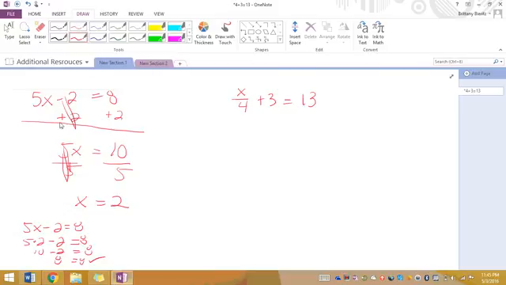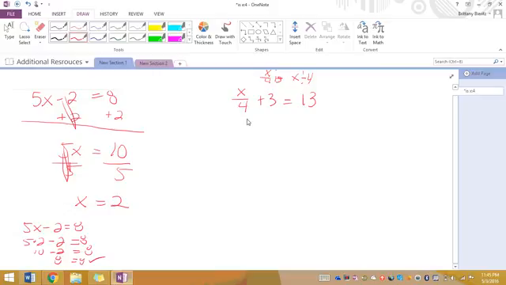Okay, let's try another one. What's different about this one is we have that fraction portion, but remember, x over 4 is the same thing as x divided by 4. So keep that in mind. If you need to rewrite it, go for it, okay?